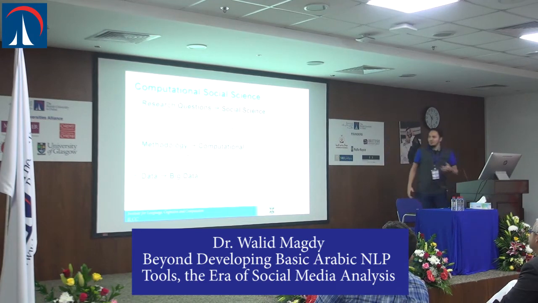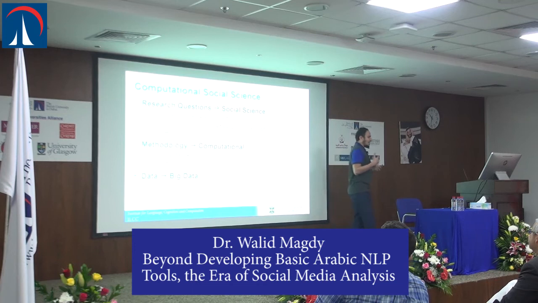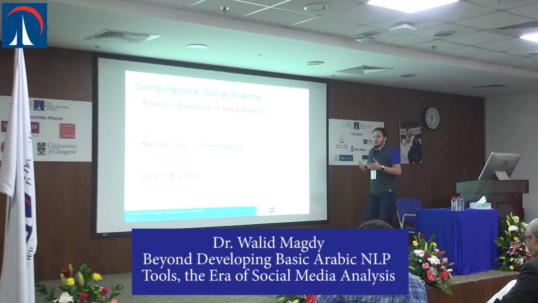So simply, what is computational social science? The research question is related to social science: how people behave, what is trending, spotting misbehavior in the behavior of people. But the methodology you're using is computational. You're using text and network analysis or machine learning, NLP, information retrieval, everything related to computational methods. And the data you have is huge, big data, from social media and transactional and log data.